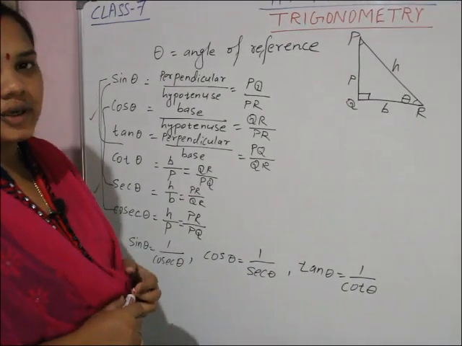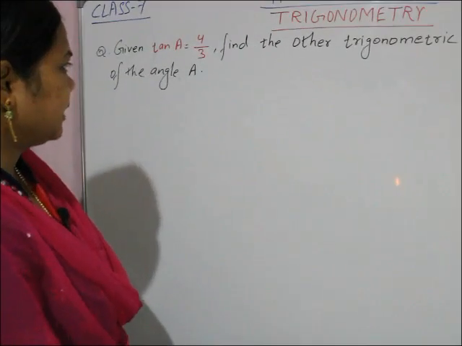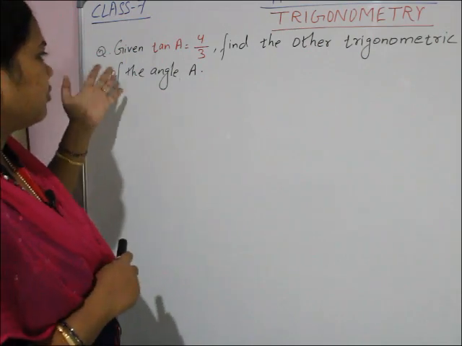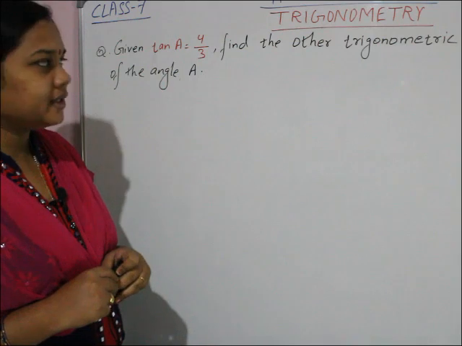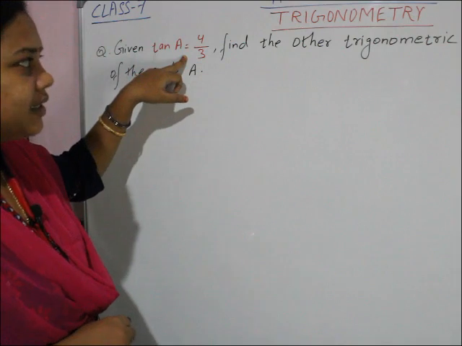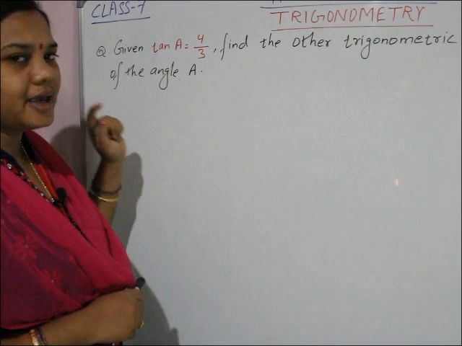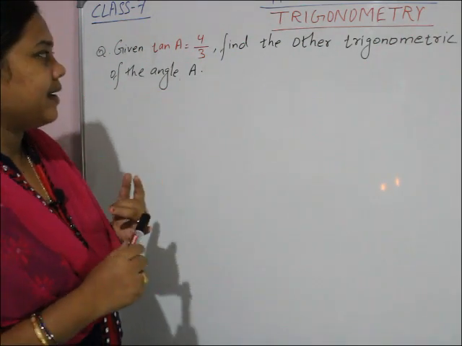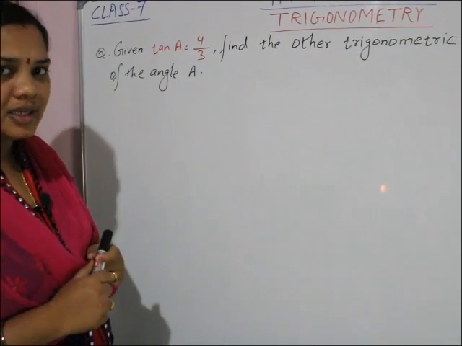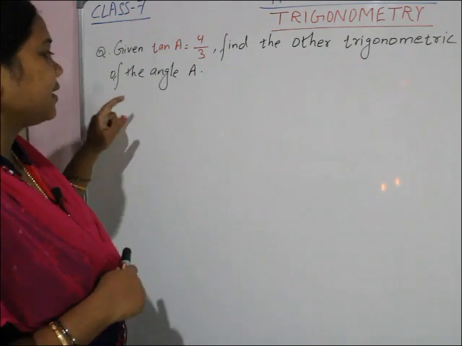Next today we will discuss trigonometric ratios solutions. So children, this is a question. Today we are going to solve this question. Given tan A is equal to 4 by 3. Find the other trigonometric ratios of the angle A. Tan A, one trigonometric ratio, is given. You have to find the remaining trigonometric ratios for the angle A.